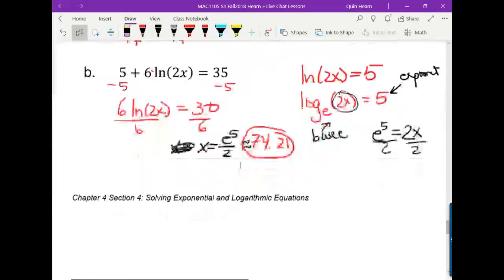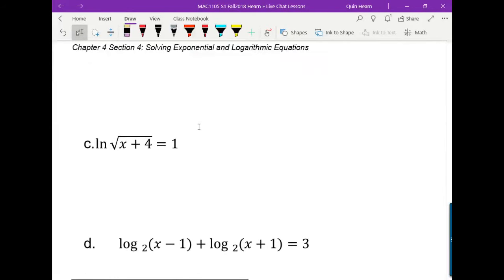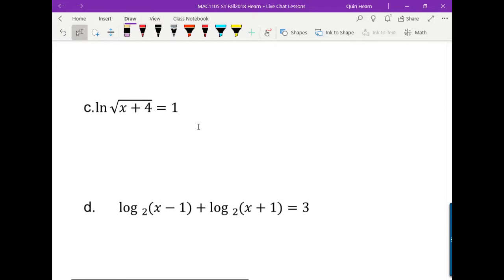If we wanted a decimal approximation, we would have to plug that into our calculator. Let's see what we get. I have to find my e to the x key. So, I want e to the 5th, which is 148.4, and then divide that by 2, and we get about 74.21.